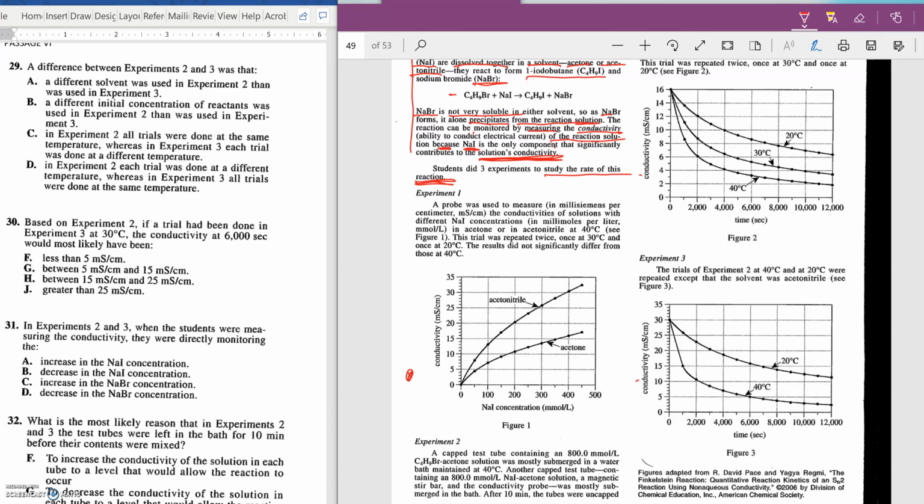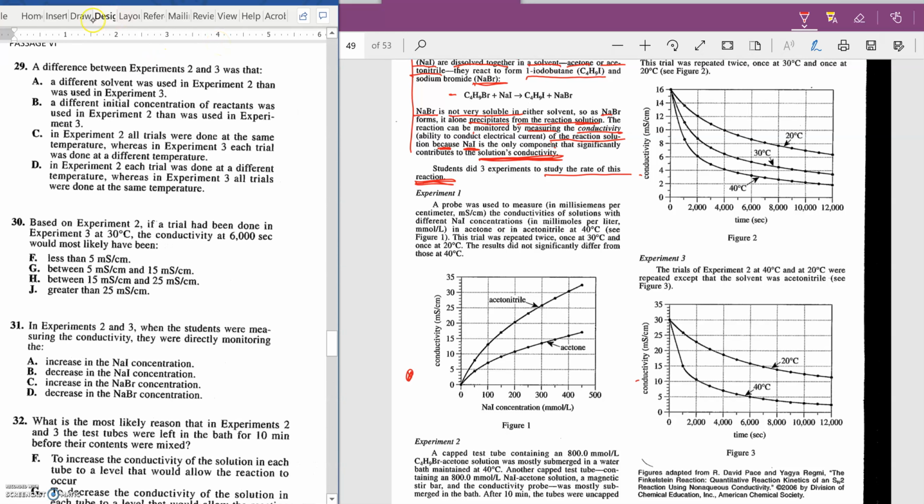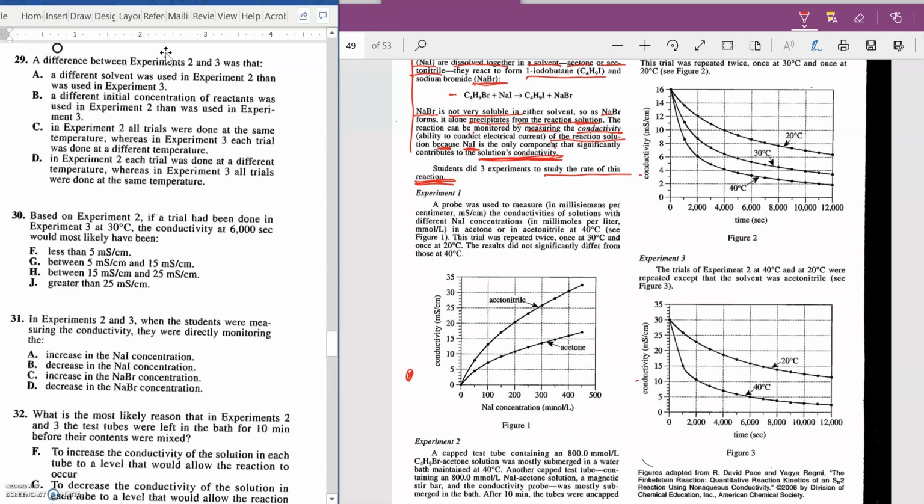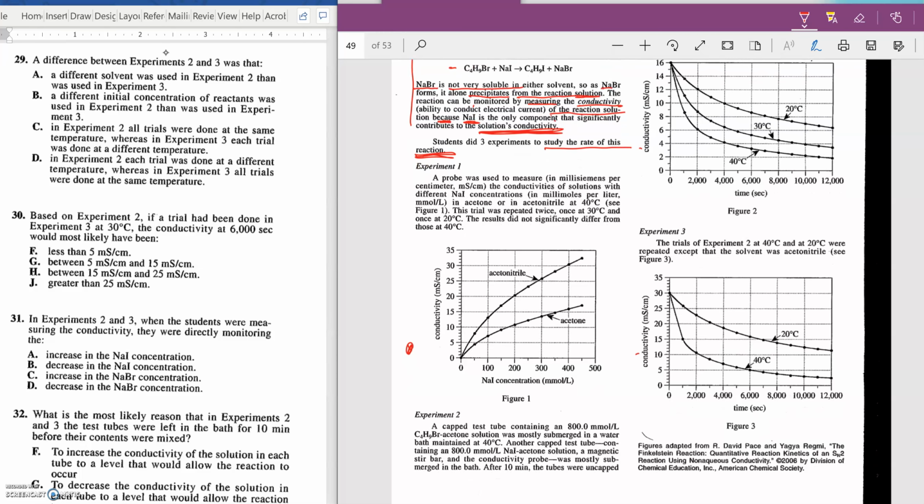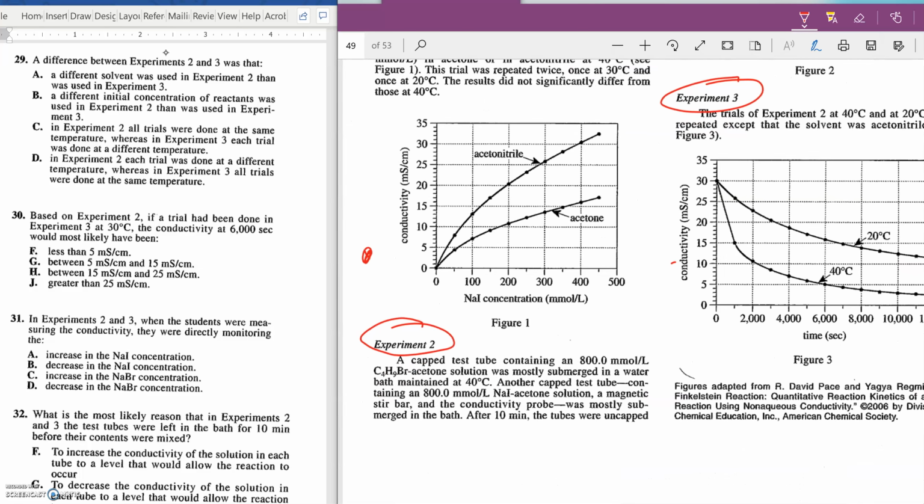Okay, question 29. A difference between experiment 2 and 3 was that. Okay, first step, we have to find experiment 2 and 3. So we come over here, we have experiment 2, we have experiment 3, and then we have to find what was the difference between them. Okay, so I'm going to have to read both of them, it looks like. That's fine. Okay. Experiment 2.